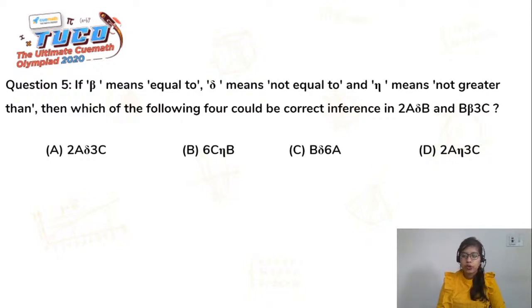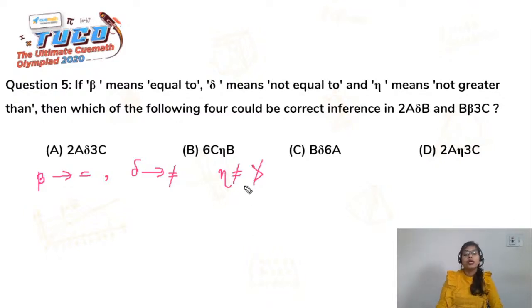Okay. So here goes the question. If beta means equal to, and then you have this delta. Delta basically means not equal to, and then you have eta, which means not greater than, and then you have anything else? No. Then which of the following 4 could be the correct inference from 2a delta b?